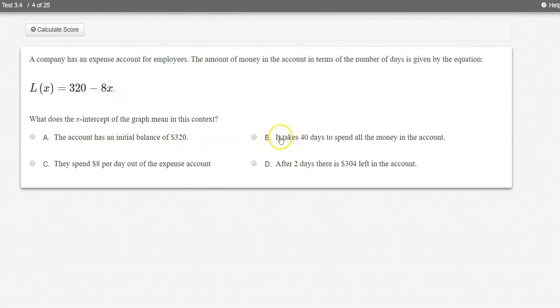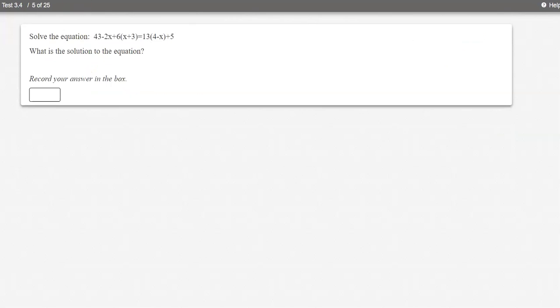So the correct answer was B. And that's because 8 times 40 is 320. 320 minus 320 would give you 0, which is your x-intercept. So the correct answer was B.